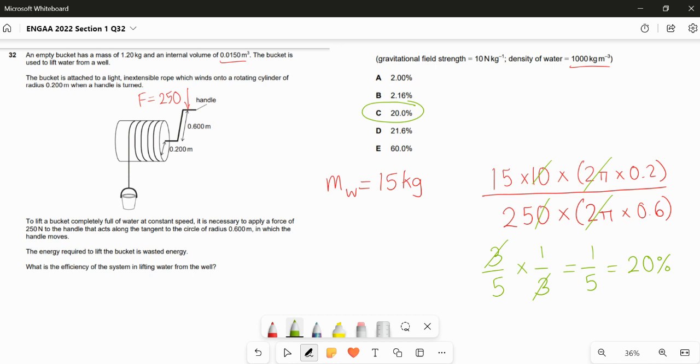We just use the energy put in cranking that handle, and the useful energy that we got out, which is that GPE increase. So hopefully that makes sense. But if you have any questions, let me know in the comments.